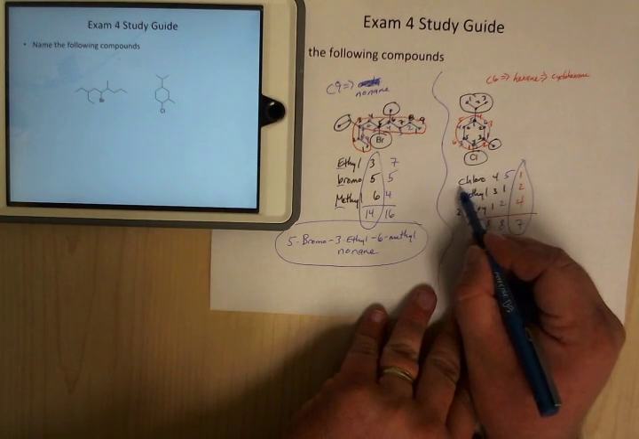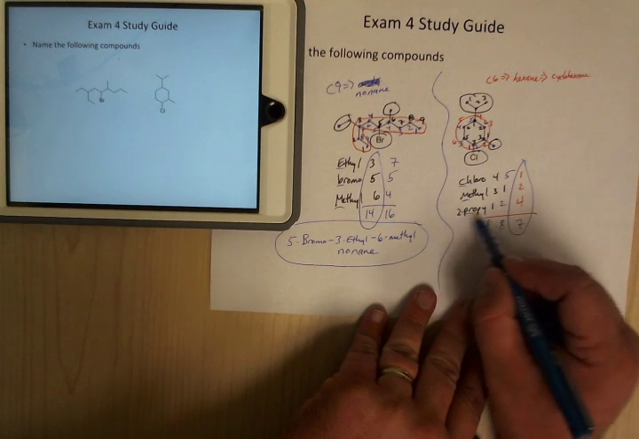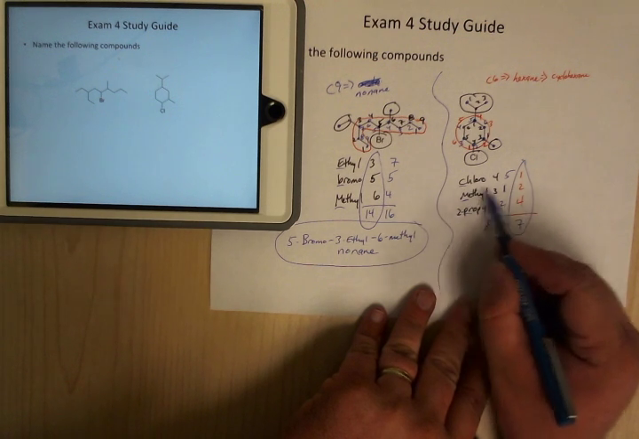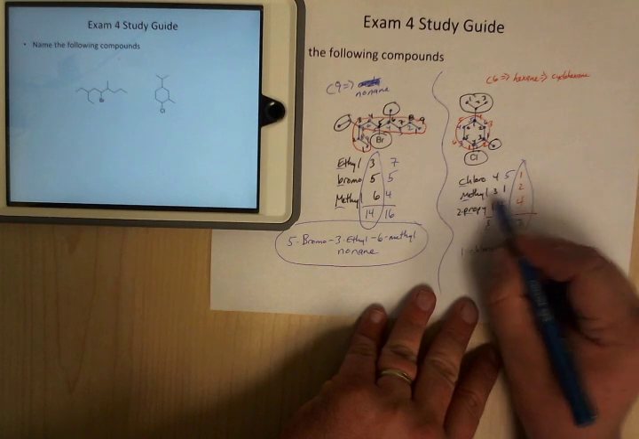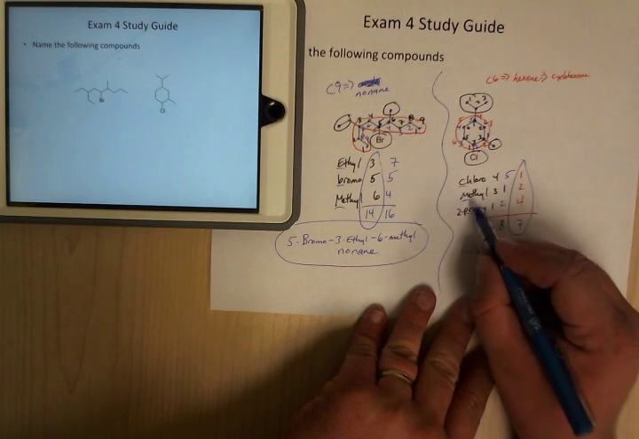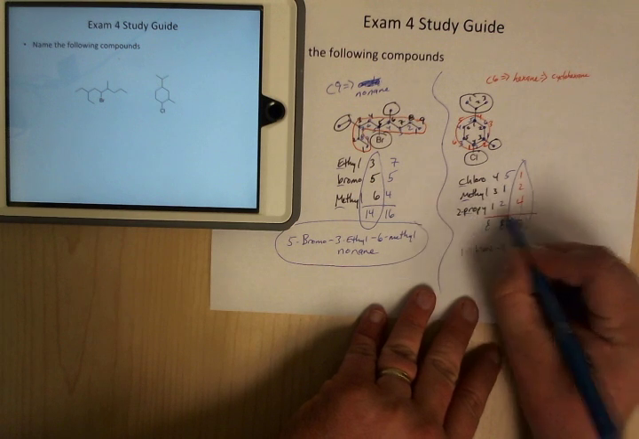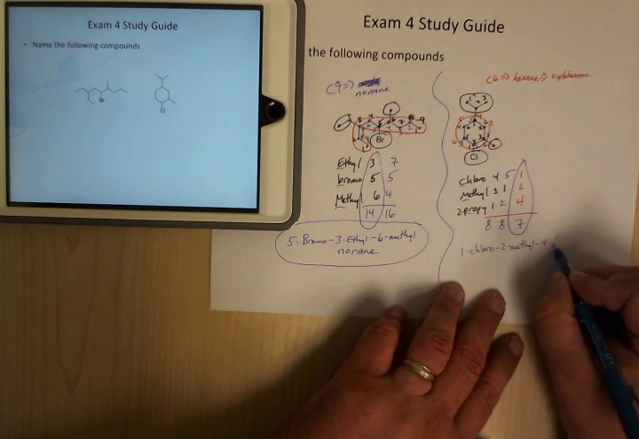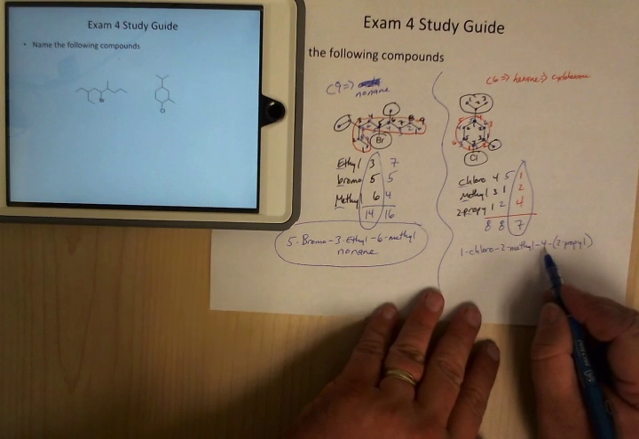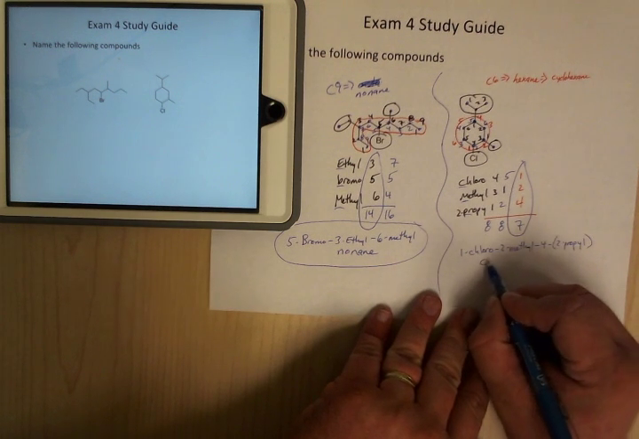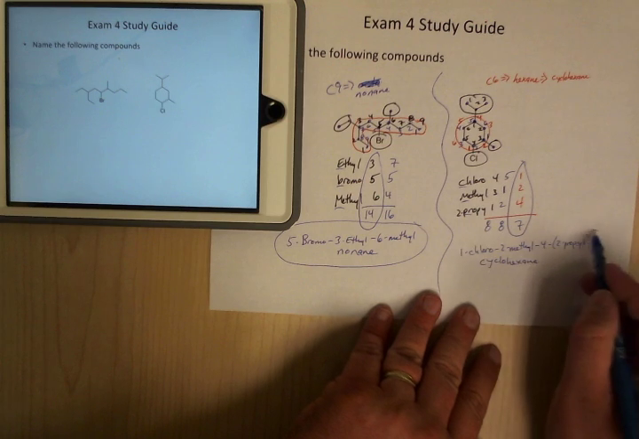Which comes first, methyl or propyl? Again, if it's isopropyl, you still just go propyl. So it becomes 1-chloro. Methyl comes before propyl, so 2-methyl. Then 4-(2-propyl), we have a 2-propyl group at carbon 4. Cyclohexane. There we go.